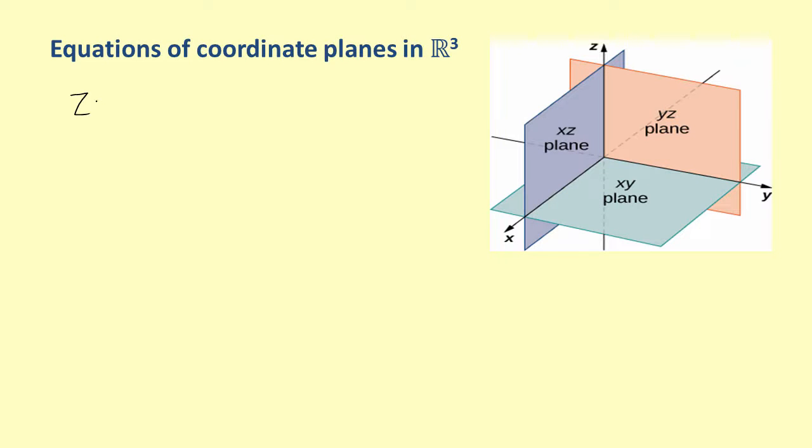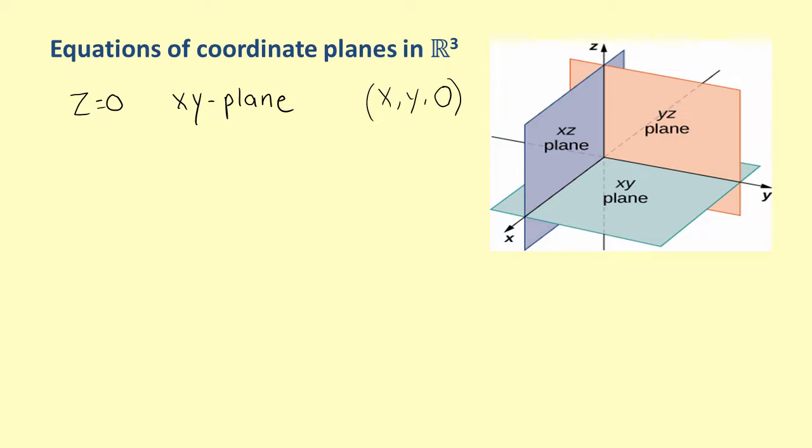Let's think about the equation z equals 0 in three-dimensional space. We are not given any restrictions on x or y, so all points x, y, z with a z-coordinate of 0 satisfy this equation. Therefore, the equation z equals 0 defines the xy plane.